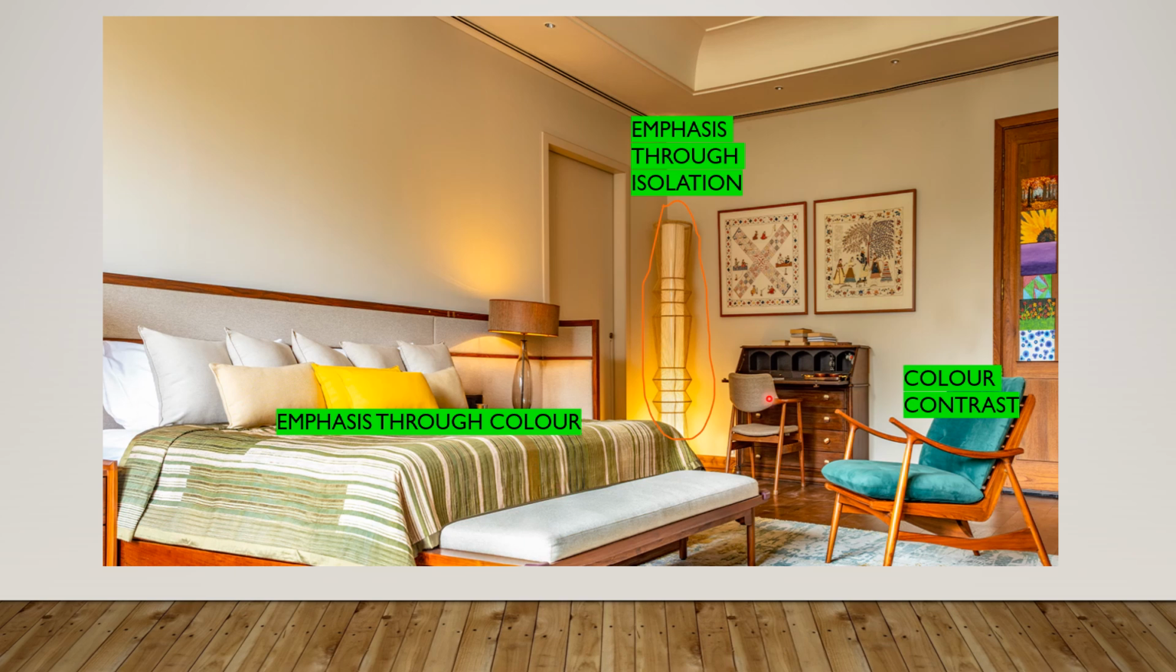In the whole light room, a colored chair has been used to provide a color contrast to the scene. Similarly, the yellow cushions are also emphasized by giving them a bold color. This particular light is placed at the corner or the isolated part to emphasize it.